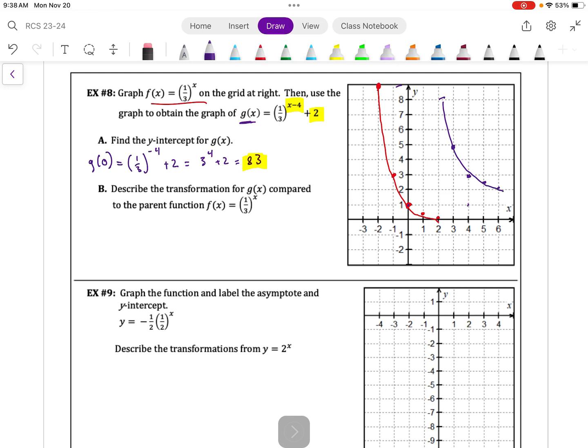So notice here how I shifted each of these points. 1, 2, 3. Oops. Up 2. 1, 2, 3, 4. Up 2. Okay, good. Let's try sketching this graph one more time. There we go.